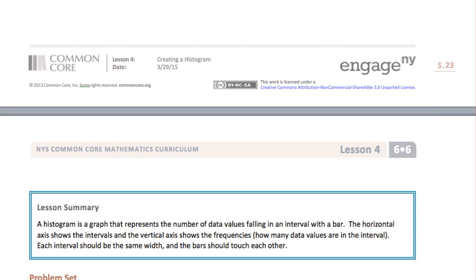Remember, a histogram is a graph that represents the number of data values falling in an interval with a bar. The horizontal axis, side to side, shows the intervals, and the vertical axis shows the frequencies, how many data values are in the interval. Each interval should be the same width, and the bars should touch each other.